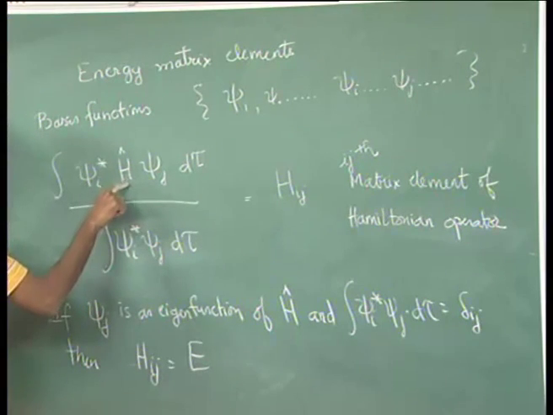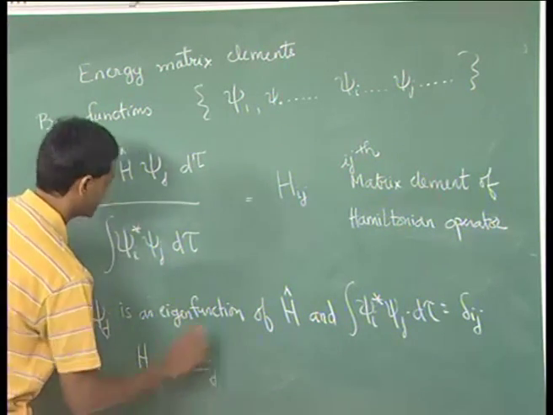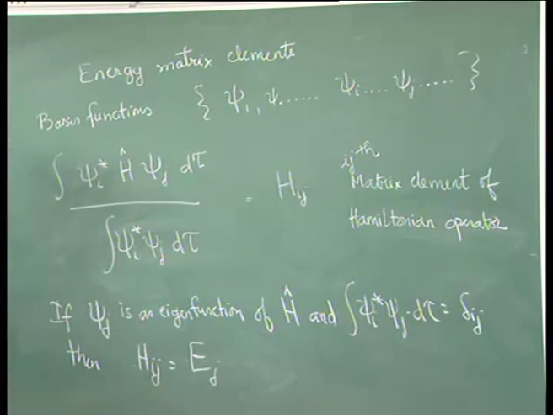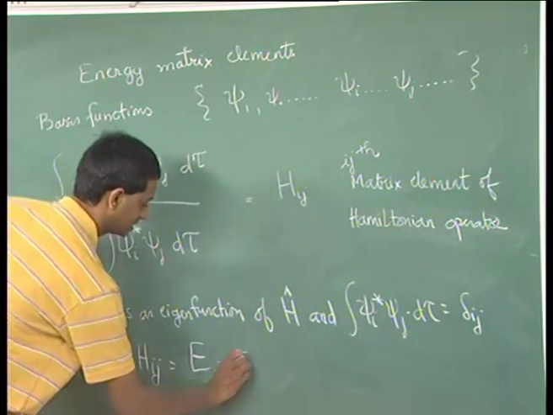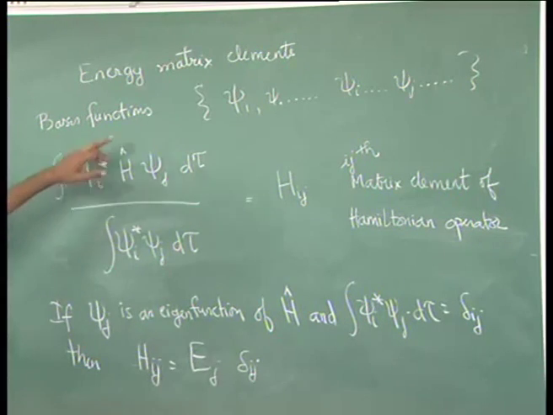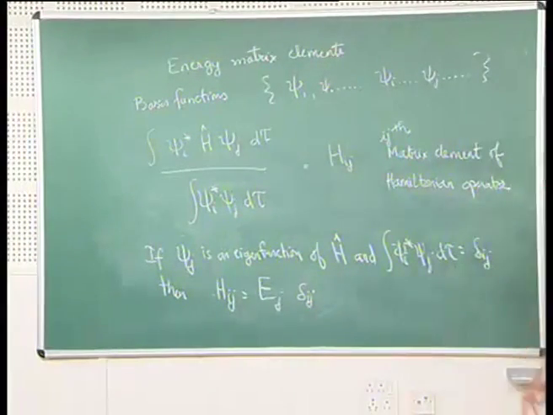So H times psi j will be Ej times psi j. So it will be Ej, and then you have the integral of psi i star psi j d tau divided by the integral of psi i star psi j. So Hij is nothing but Ej times delta ij. So if i is not equal to j, then the integral will be 0. So you can work it out. You can use such a relation.